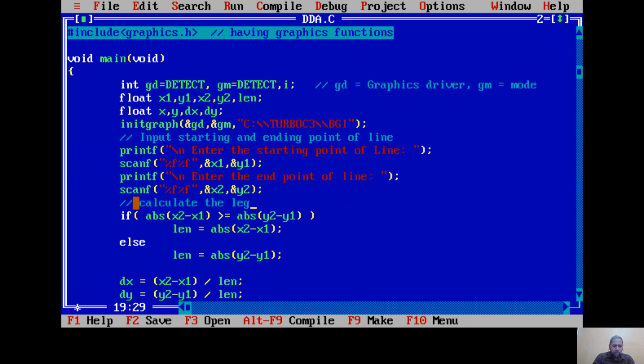Calculate the length of the line. So we are calculating the length of the line. Okay, so how to calculate length? Take the absolute x2 minus x1 and the absolute y2 minus y1, whichever is greater, that is assigned to the length. So if absolute x2 minus x1 is greater than absolute y2 minus y1, length is equal to absolute x2 minus x1, else the length is equal to absolute y2 minus y1.